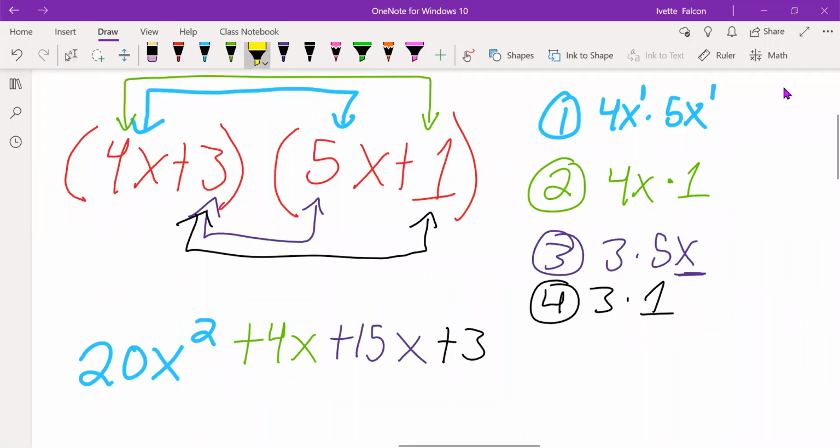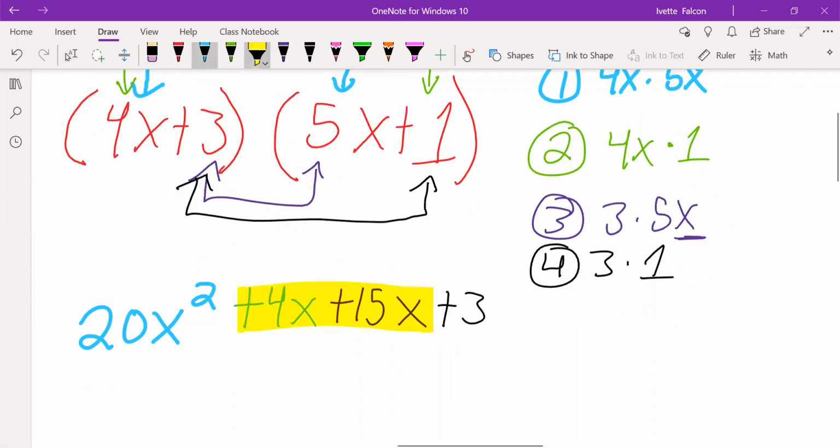So to combine like terms, we're going to combine the ones that have the same variable. In this case, it's going to be the ones in the middle. We're going to combine them by adding. We're going to leave the 20x to the power of 2 as it is. We're not going to do anything with it. And we're going to leave the plus 3 as it is. We're not going to do anything with it.